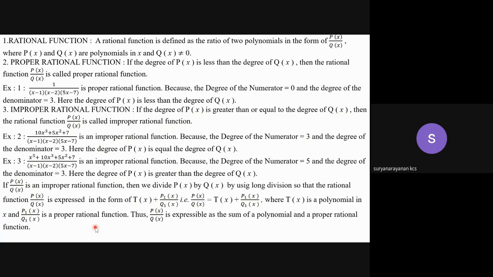Here the concept is, if the given rational function is an improper rational function, in that case we have to divide the numerator by denominator by long division and we convert the given improper rational function as a mixed function like this: a polynomial plus one proper rational function, just like in the number system.